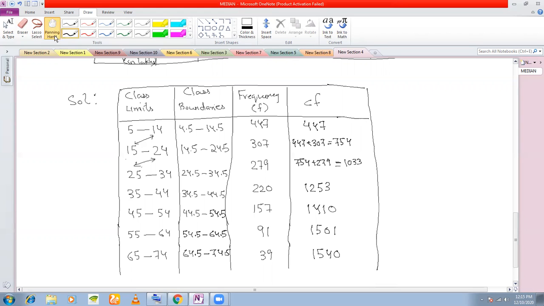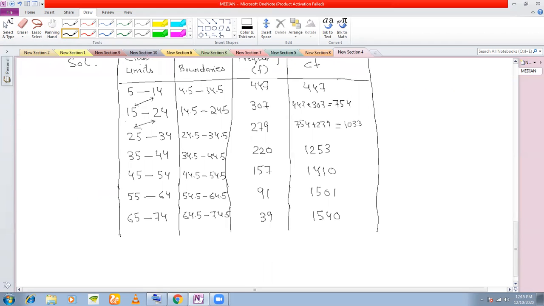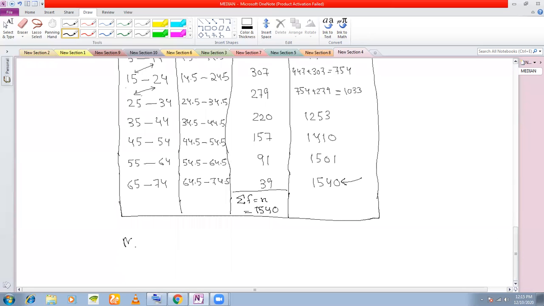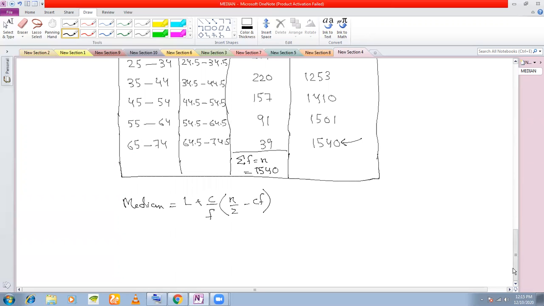So what is summation F here? If you add up the frequencies, N is equal to summation F, which is 1540. Now we shall apply the formula for median. Median is equal to L plus C by F into N by 2 minus CF. That is the formula.